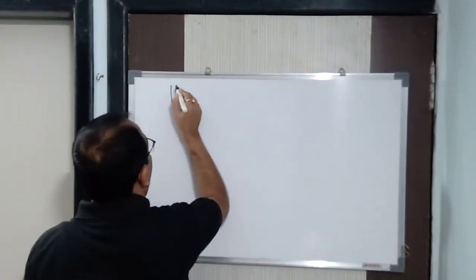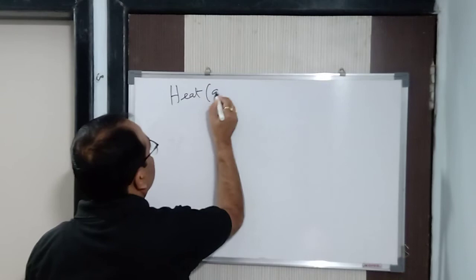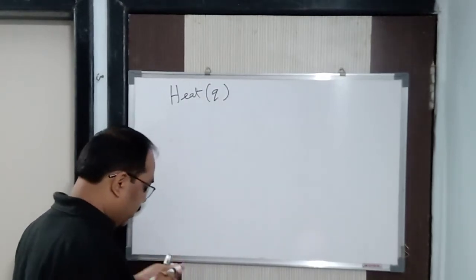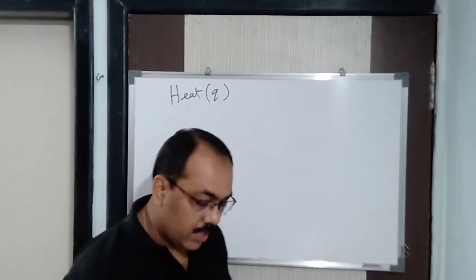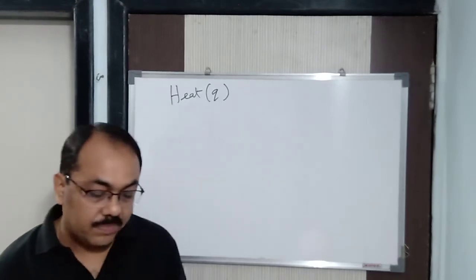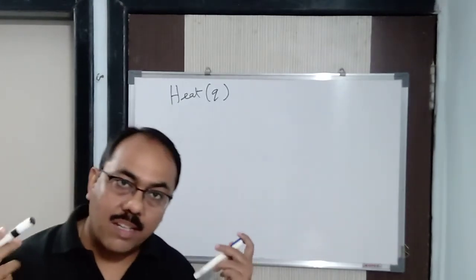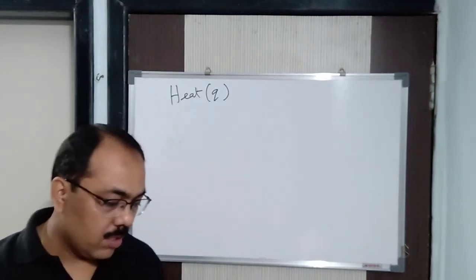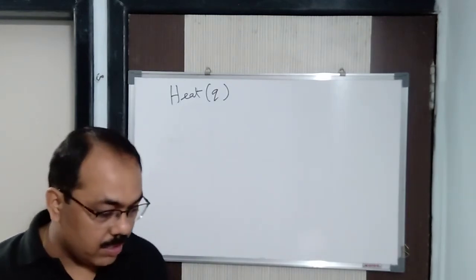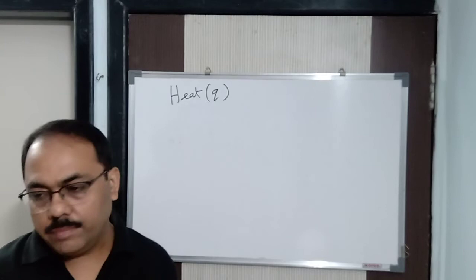Next we'll come to heat. Heat is denoted by the small letter Q. So what is heat actually? It's nothing but a form of energy. It's a mode of energy which is exchanged between the system and the surroundings, as a result of difference of temperature between them.